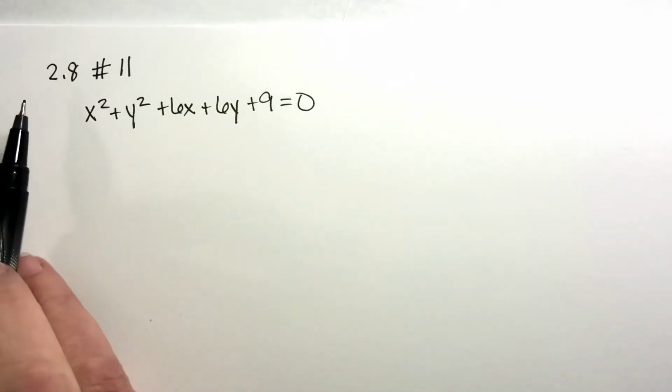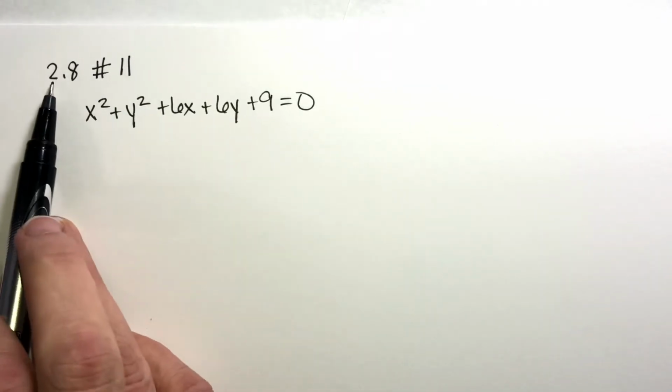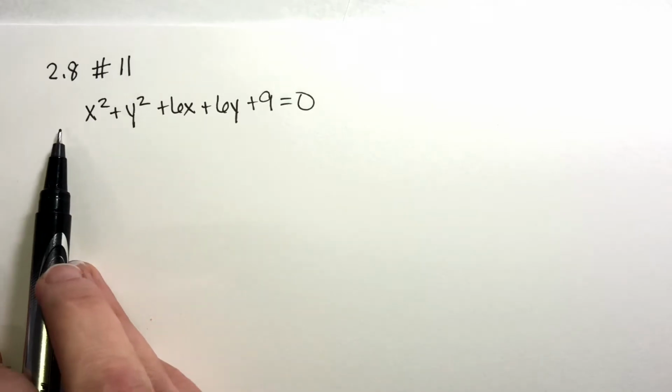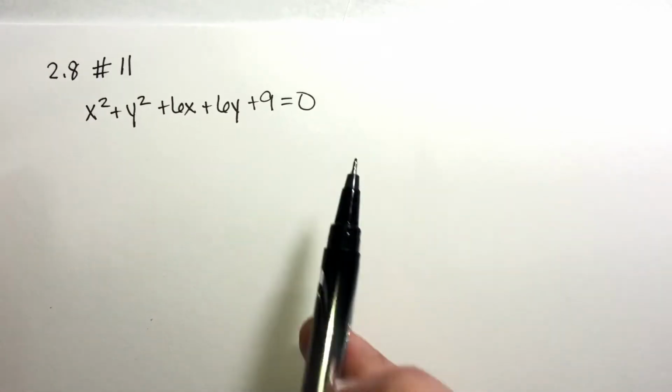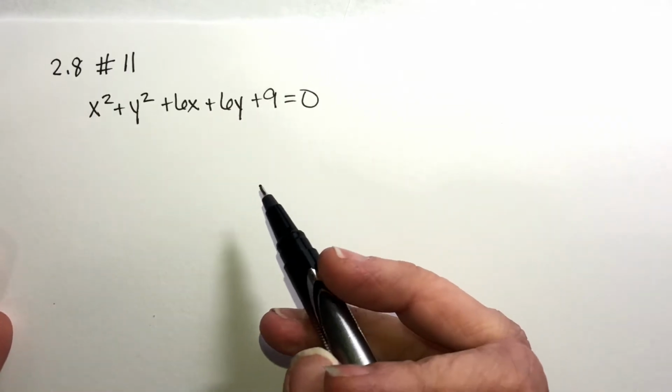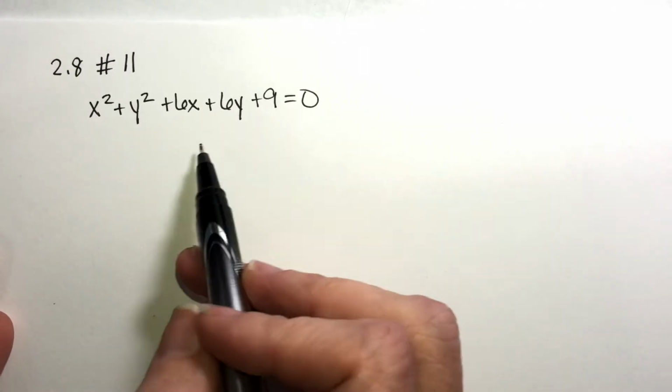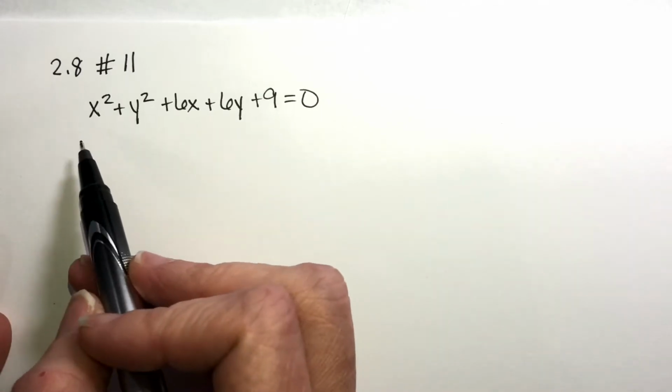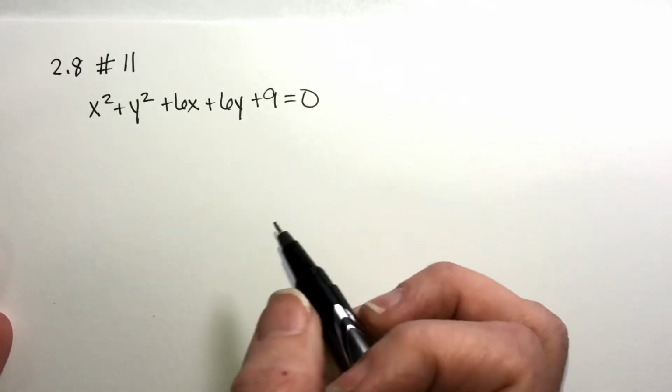Okay, I've been asked to work problem 11 from the 2.8 homework. We're going to end up graphing this circle, but we're going to have to get it into the other form first. And that means we're going to rearrange this and we're going to end up completing the square twice.